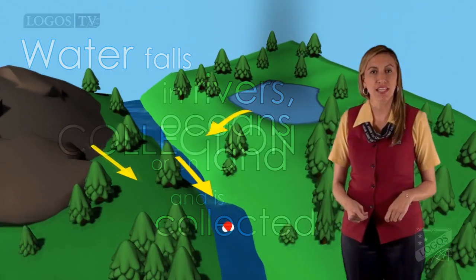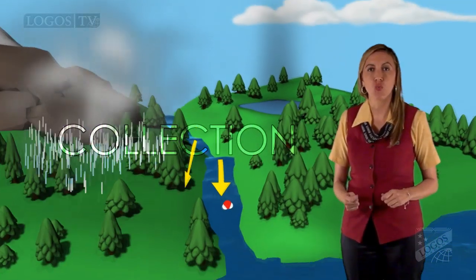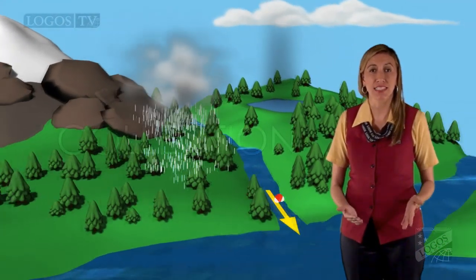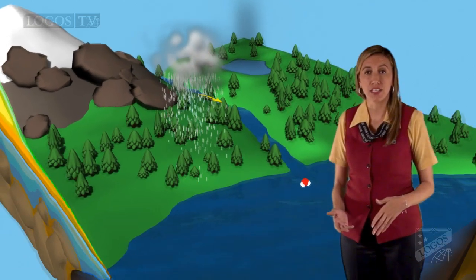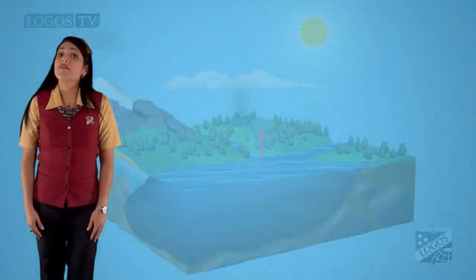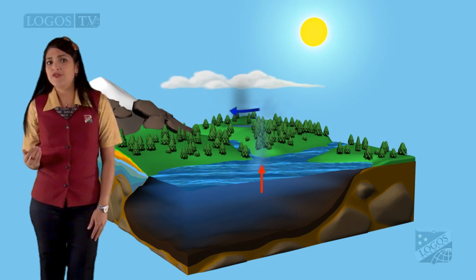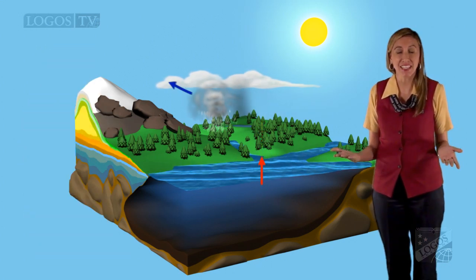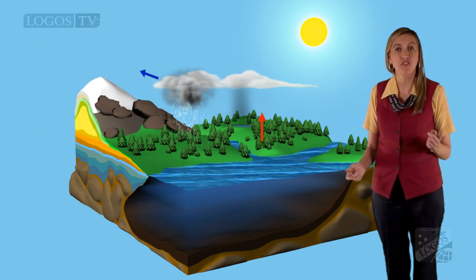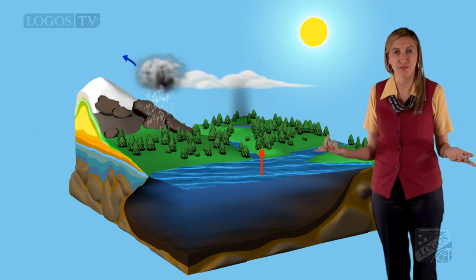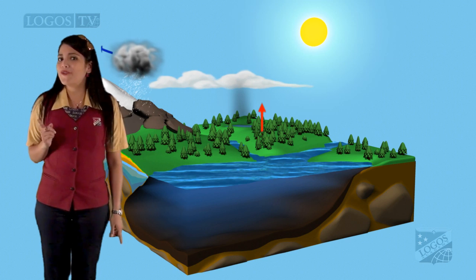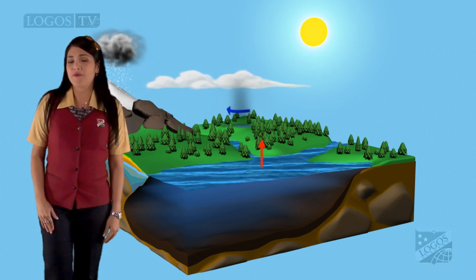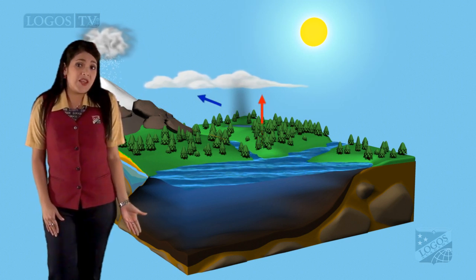We call this stage collection because the water that falls is collected in these water bodies or underground. The evaporation will start again due to the sun's heat. Yes, that's why we call this a cycle, because it goes over and over all the time. So now I understand why you said that water has been on Earth for millions of years. It's because it is always moving in the water cycle.